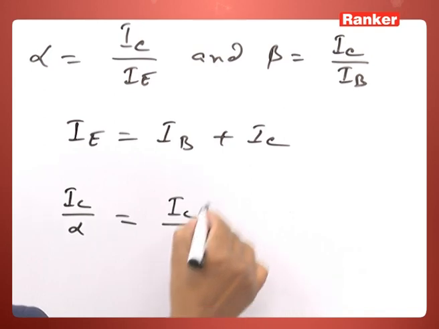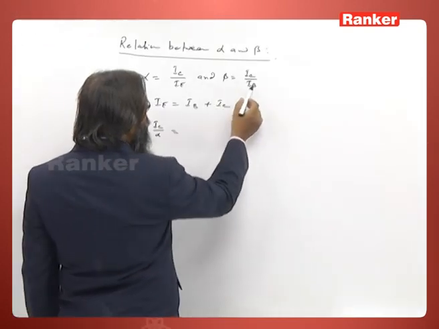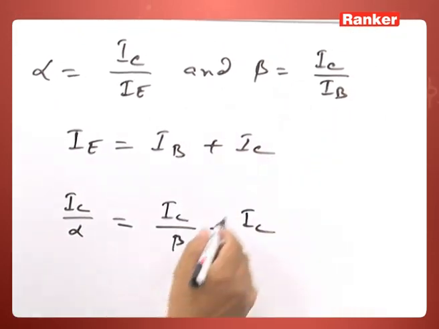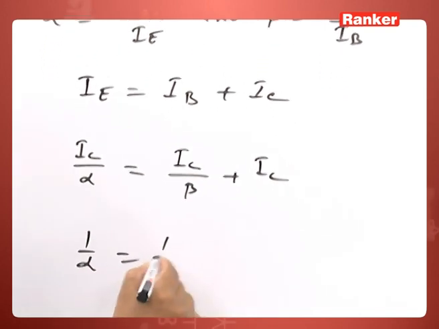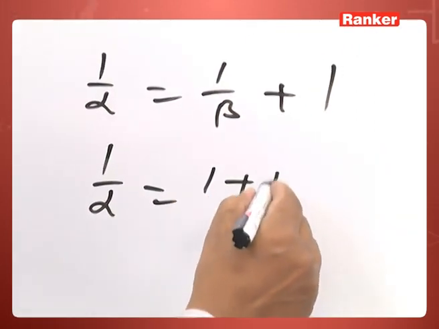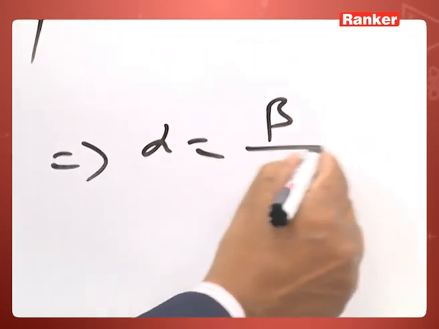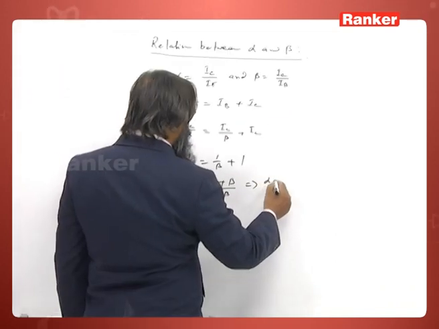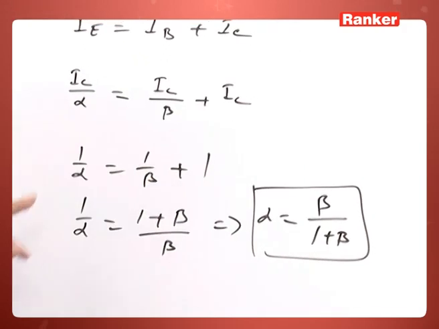IE becomes IC by alpha, and IB is IC by beta, plus IC. So, IC cancels. So, 1 by alpha is 1 by beta plus 1. So, 1 by alpha is equal to 1 plus beta by beta, which implies alpha is equal to beta by 1 plus beta. This is how alpha and beta are related.